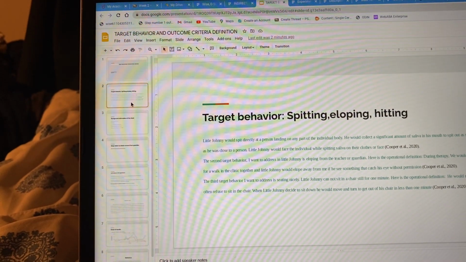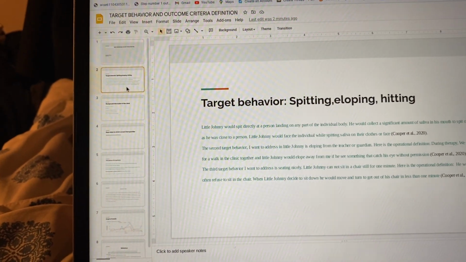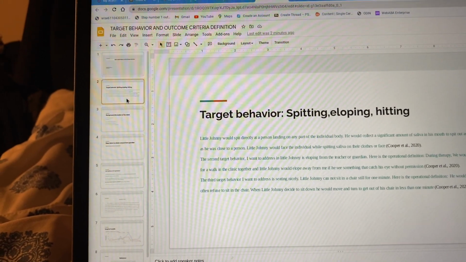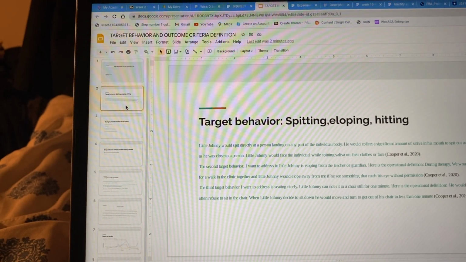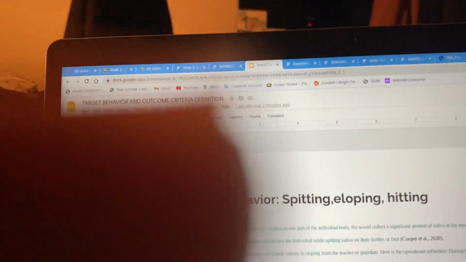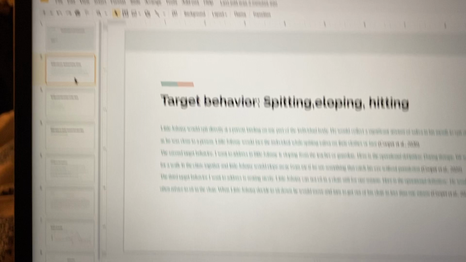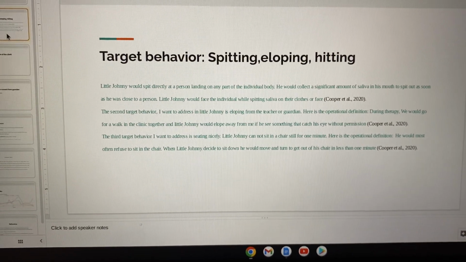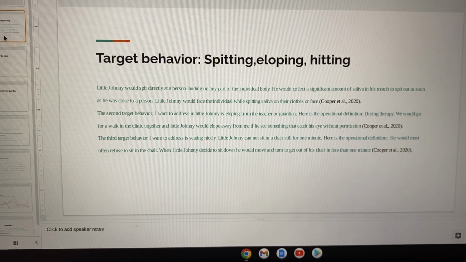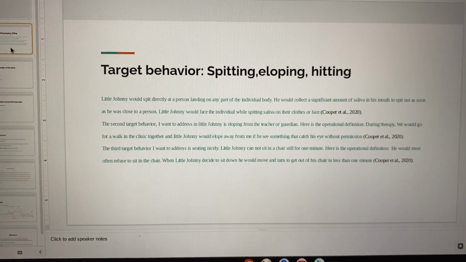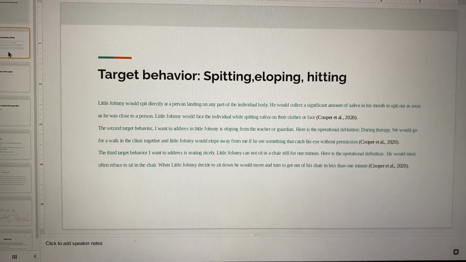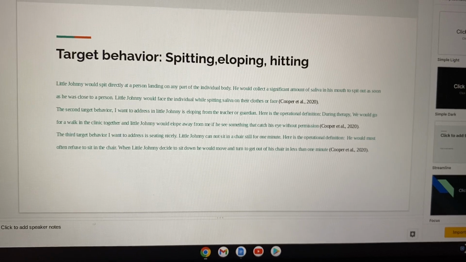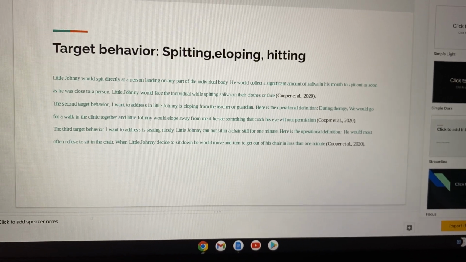And then the next one is I will address Little Johnny eloping from teachers or guardians. Here's the operational definition. During therapy, if you can see it, we would go for a walk in the clinic together, and Little Johnny would elope away from me if he sees something that catches his eye, without permission. And you see the actual citation there.